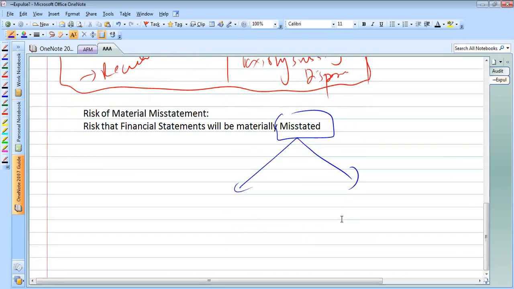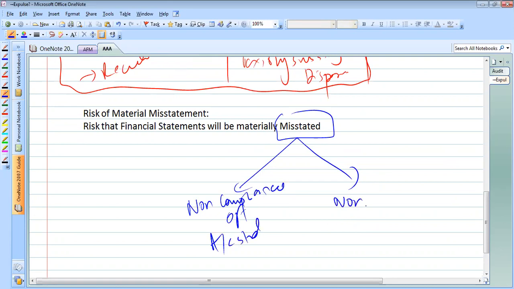Now, what exactly are these two things with respect to the misstatement? One of them is the non-compliance of accounting standard. The other one is non-validity of assertion.